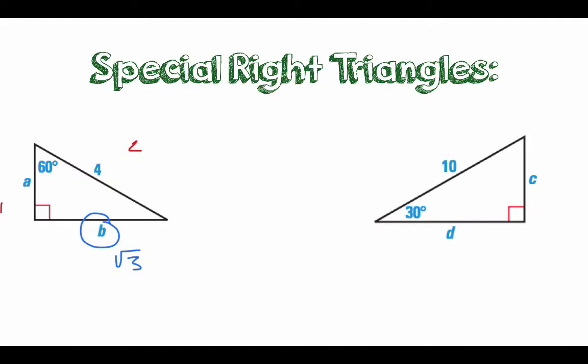If that's 1, then a is going to be half of 4. So all I have to do is take 4 divided by 2, and I am left with 2. So a equals 2. Now, this is going to be this number times the square root of 3. So I know that 2 square root of 3 is my side here.